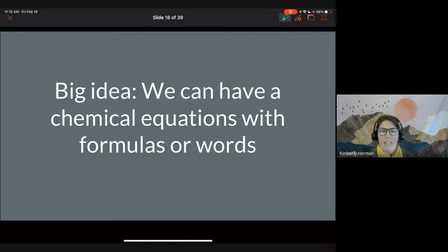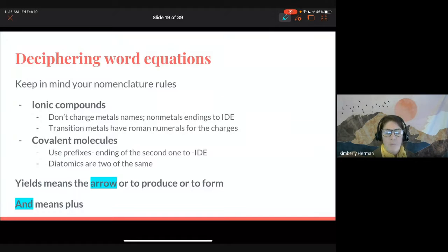Okay, our big idea: we can have a chemical equation with not only formulas, but also with words. So we're going to start with word equations in this video. When we're deciphering word equations, we want to keep in mind our nomenclature rules that we've been practicing.